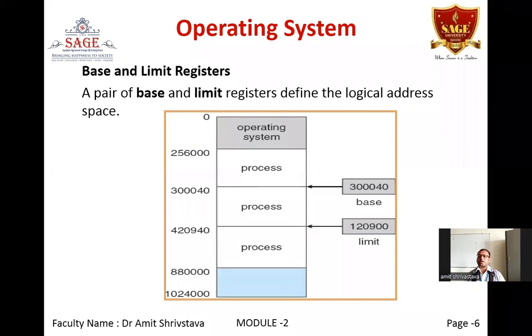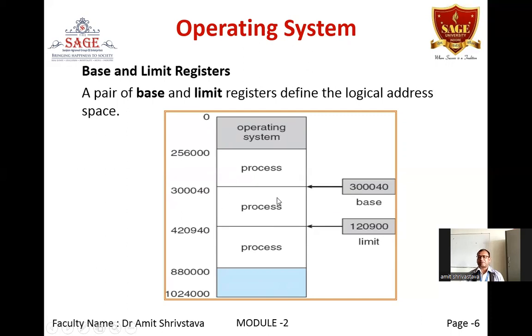Base and limit registers are the two basic registers required for protection of different processes. They work like this. The base register holds the base address of our process. For example, in this case, our process is starting from memory address 300040, so the base register will be holding that. And the limit register is the length of the process. So this 120900 is obtained by subtracting 300040 from 420940.